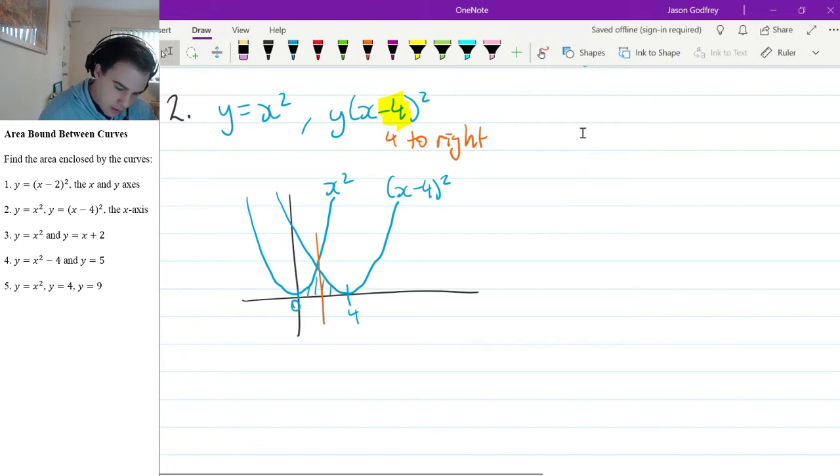So, how are we going to do that? Notice this is a point of intersection, so we can find the point of intersection by equating the equations. So if we've got y equals x squared and y equals (x minus 4) squared, the point of intersection is where they're equal, so let's set them equal to each other.